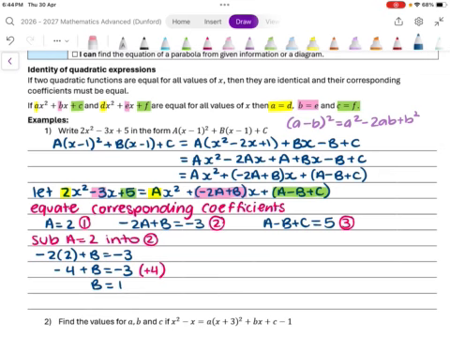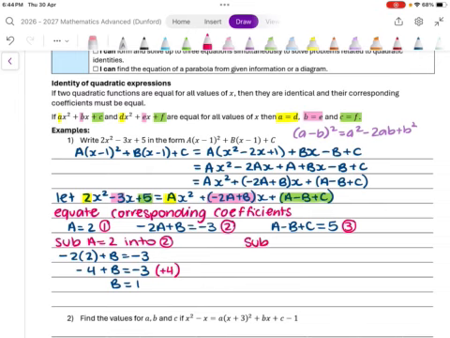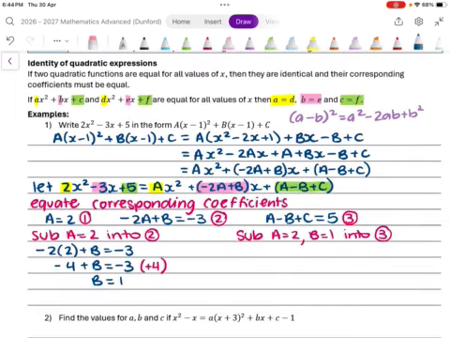Okay, now that we know what A is and what B is, we want to sub A equals 2, B equals 1 into 3. So what we will have is our 2 minus our 1 plus our C equals 5. So we have 2 minus 1, which is just 1, plus C equals 5. We're then going to minus the 1 from both sides to get C equals 4.